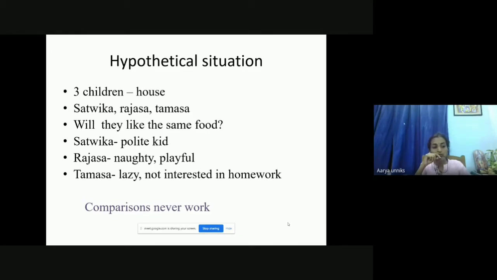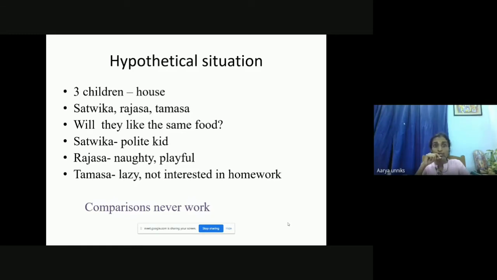So how will the Sattvika child generally be like? They'll be the polite kid, the Rajasa will be naughty and playful, and Tamasa will be a lazy child, not interested in homework. This is what people are. People are different and they're unique also.